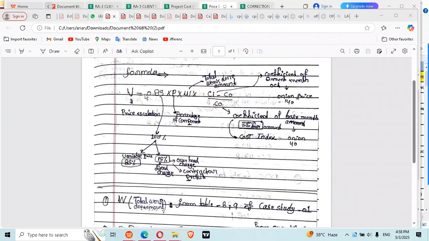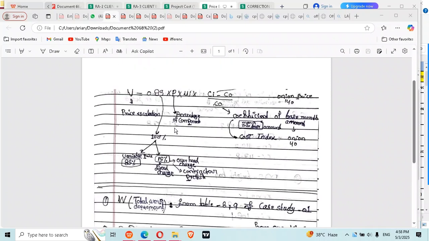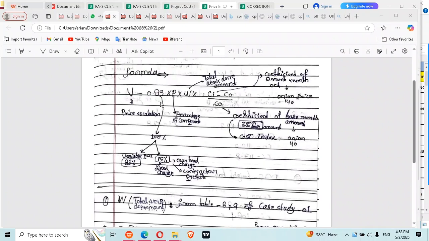So first I am coming to the formula and then I am calculating. This is the formula. V is the price escalation value, 0.85. What is this? In 100% we have 85% variable price. Variable means changeable, 85%, and 15% is fixed charge and overhead charge. It is the contractor's profit, 15%. So we have 85%, 0.85. This is the variable price.